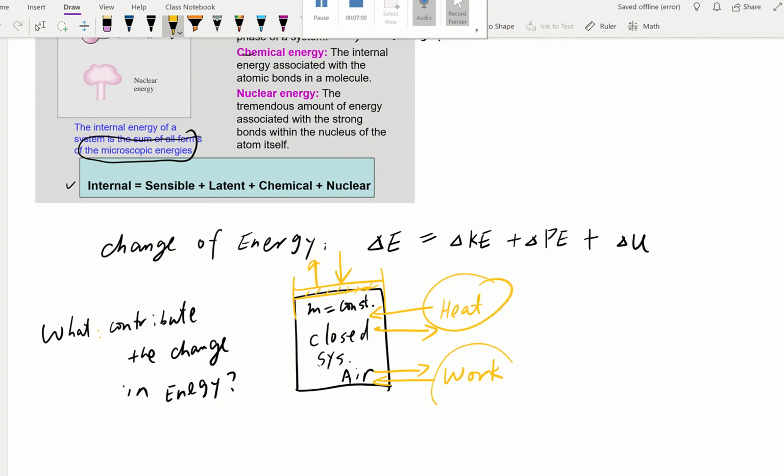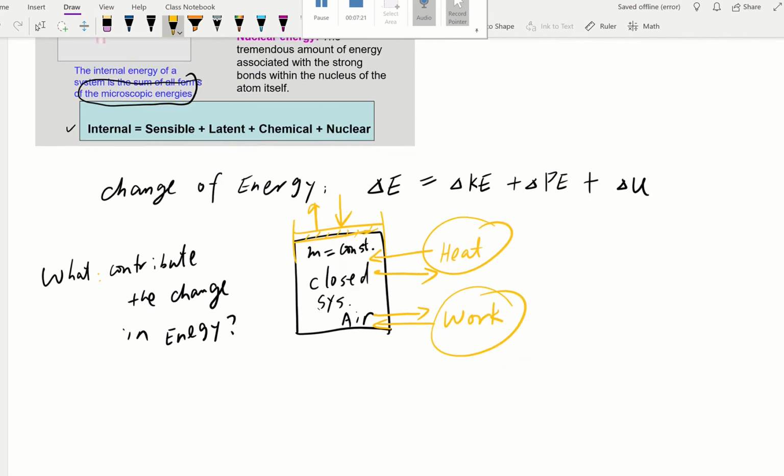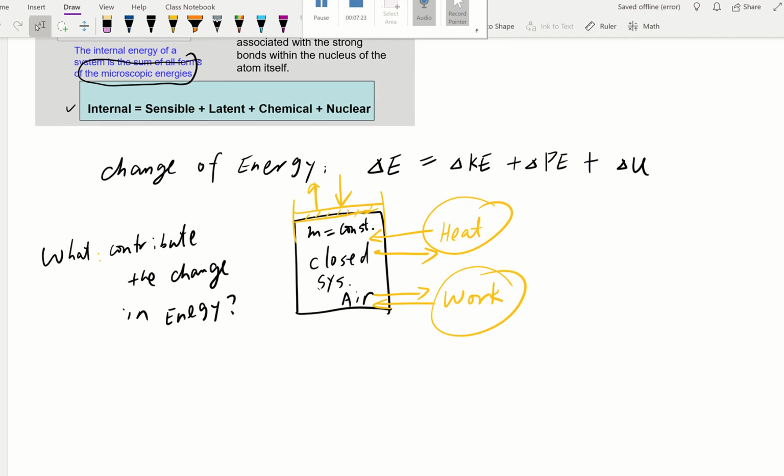Could be heat, could be work for a closed system, right? Now if we are thinking about an open system, which means mass can come in and out, in that situation we have mass coming in or out. That contributes to the energy change too. We have more mass, likely the energy increases. But now we only look at a closed system, so the two means will be heat and work. So knowing that, we are going to write this very important equation.